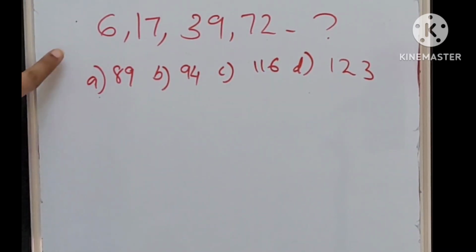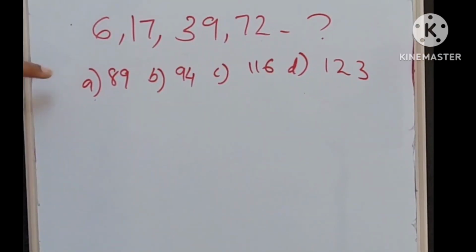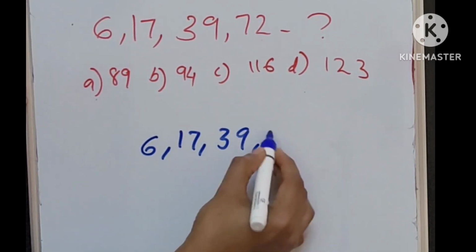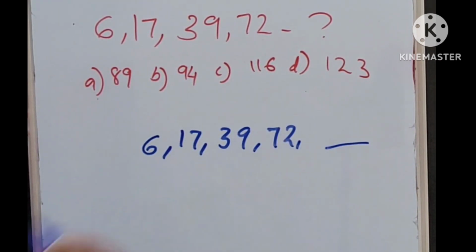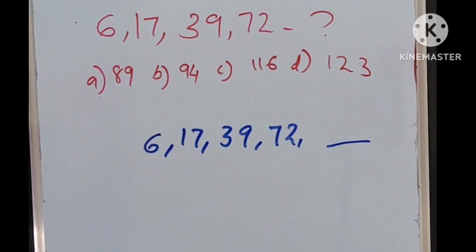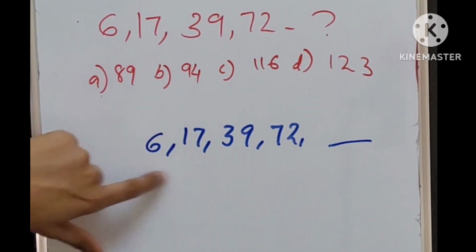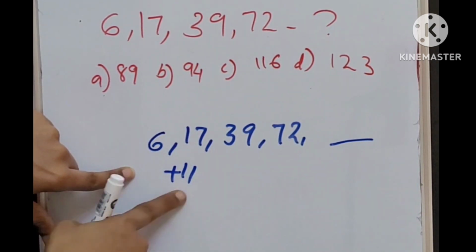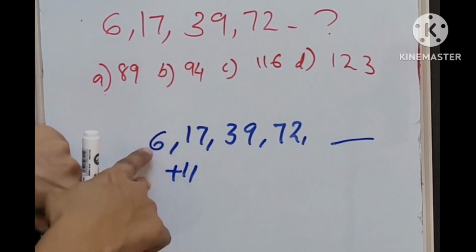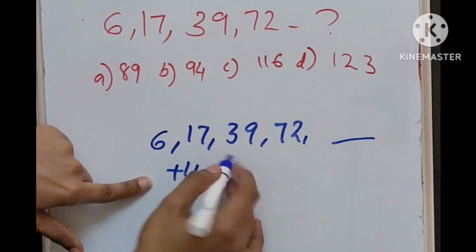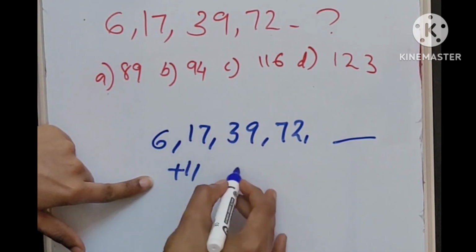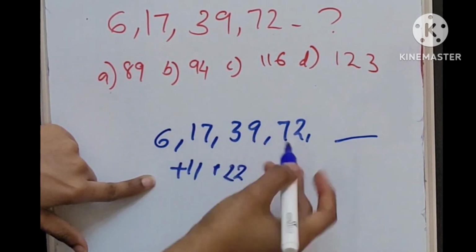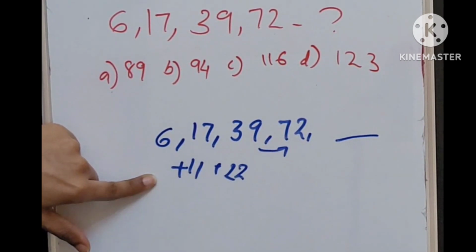In this number series, one number is missing and the given series is 6, 17, 39, 72. We have to find the difference between the numbers. Between 6 and 17 the difference is 11; just add 11 to 6, we get 17. Next, 17 and 39, the difference is 22.